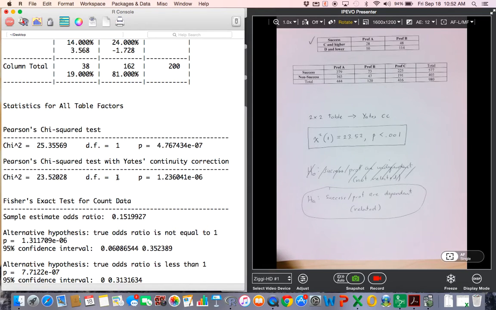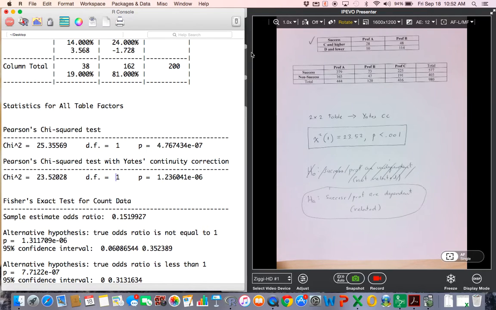Now, what do we really know? Well, we know that the p-value is relatively small, and many would conclude that there is some association between professor and success. Okay, it's fair enough. But does the chi-square really tell us what we seek to find? What we really want to know is what is the nature of the relationship between Professor A and Professor B.